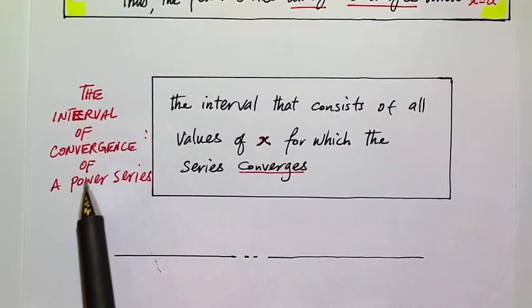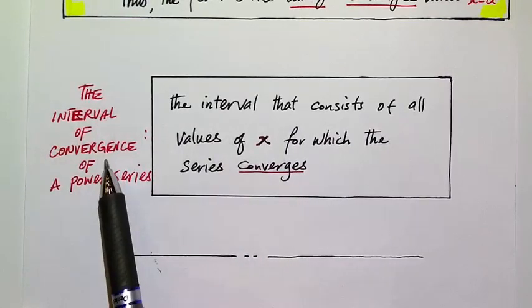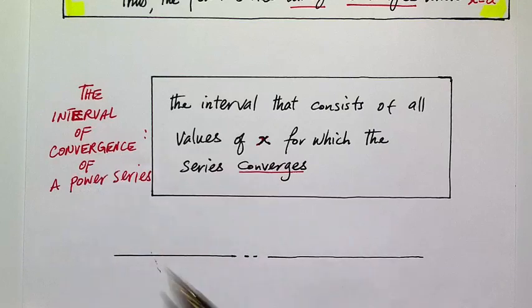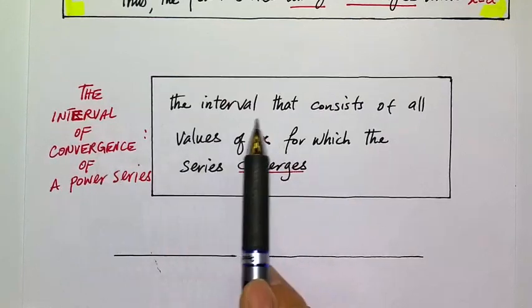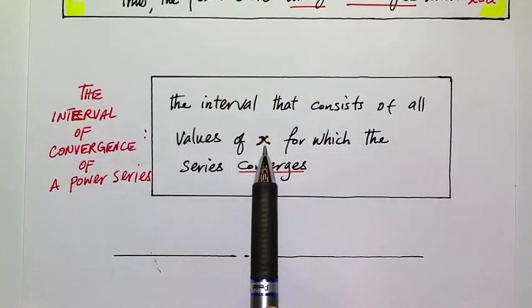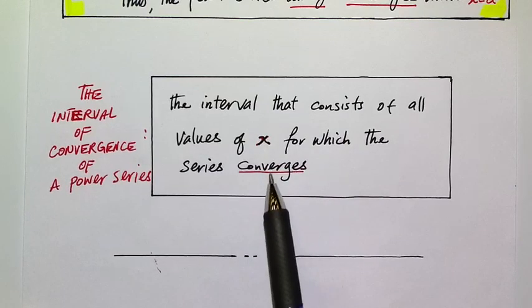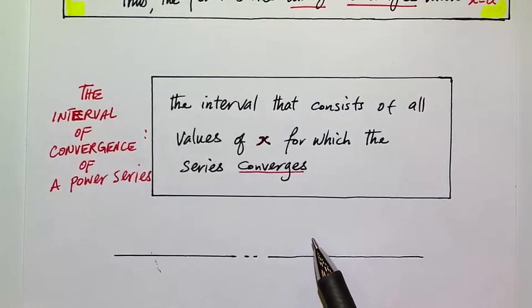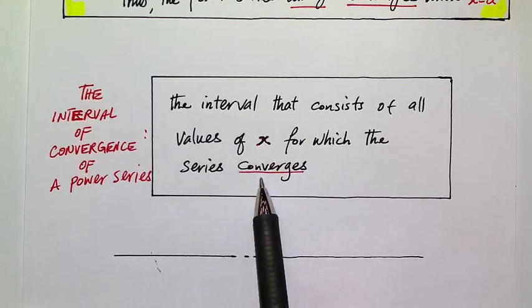The interval of convergence of a power series: this is just a definition, and it is going to come up a lot as we move forward. It is the interval that consists of all values of x for which the series converges. In other words, it is the domain of the function that is the power series, the set of all x for which the series converges.